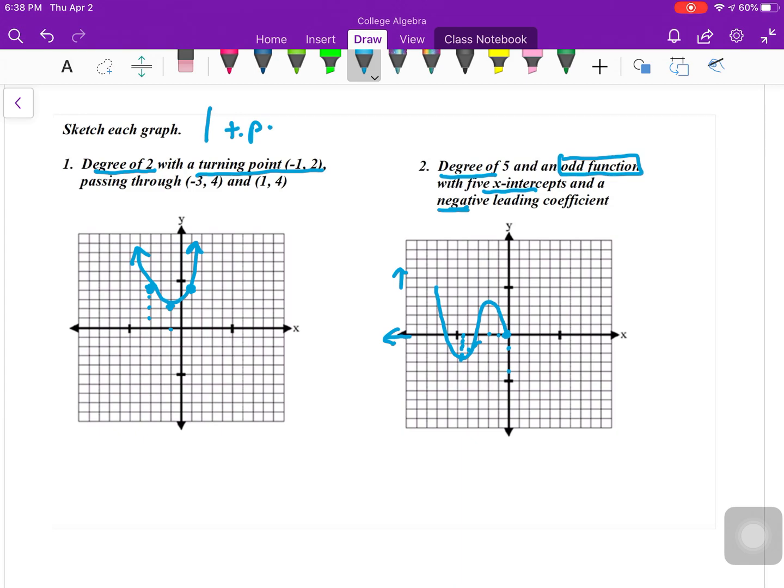So let's see. This one is 1, 2, 1, 2, 3. So I must go 1, 2, 1, 2, 3 down that far. And then up to 4, 1, 2, 3, 4, up 3. So that when it rotates around this point, I have this exact same thing here as I do here and here as I do there.